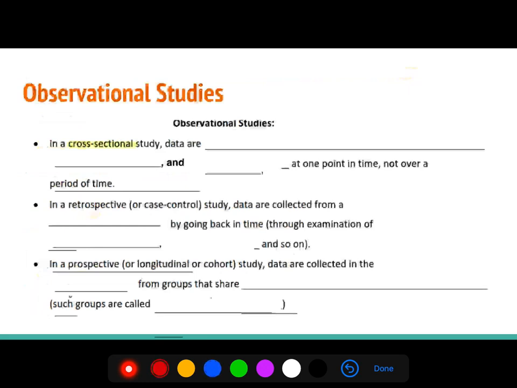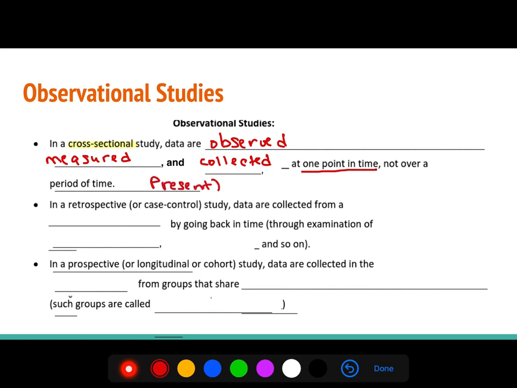Okay, now we looked at experiments there for a moment. Let's look at observational studies. And there's 3 main ideas on these observational studies. In a cross-sectional study, data is observed, measured, and collected at one point in time, not over a time period. So that's, you could think of that as like the present.